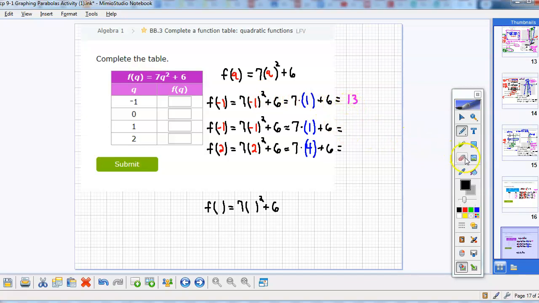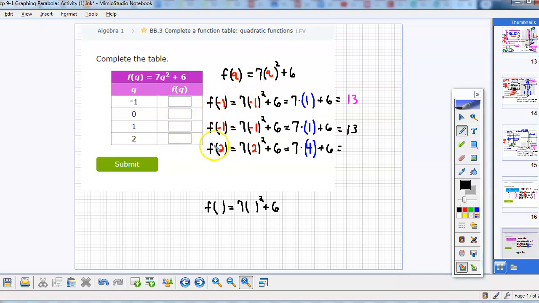And you're probably going to notice here that whenever we have that q squared in there, whether q is negative or whether it's positive, we're still going to get the same answer. So for -1, we get 13. And for +1, we get 13 as well. We would fill those values in. You can just hit the tab button to go between these. That may help you a little bit if you're entering values.